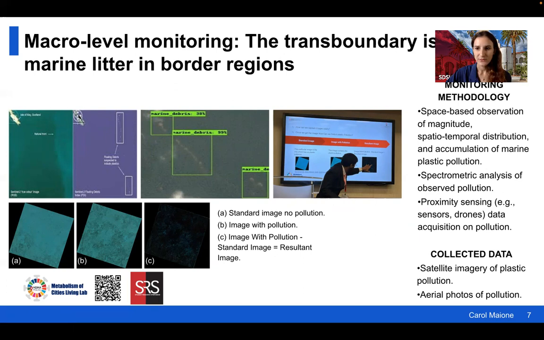And subsequent spectrometric analysis to confirm that the accumulations we tracked were plastics. And finally, we use proximity sensing using drones and GoPro images to make sure we capture the full spectrum of plastics.